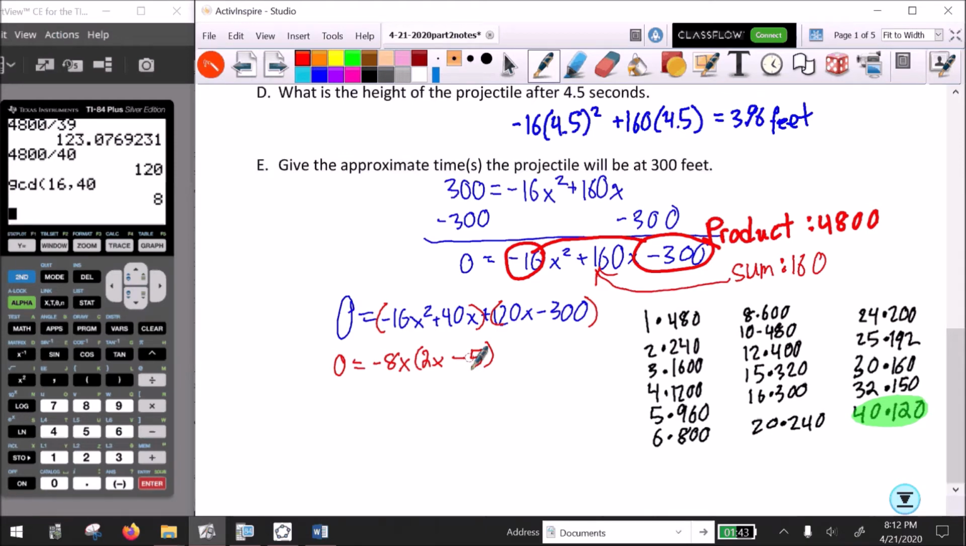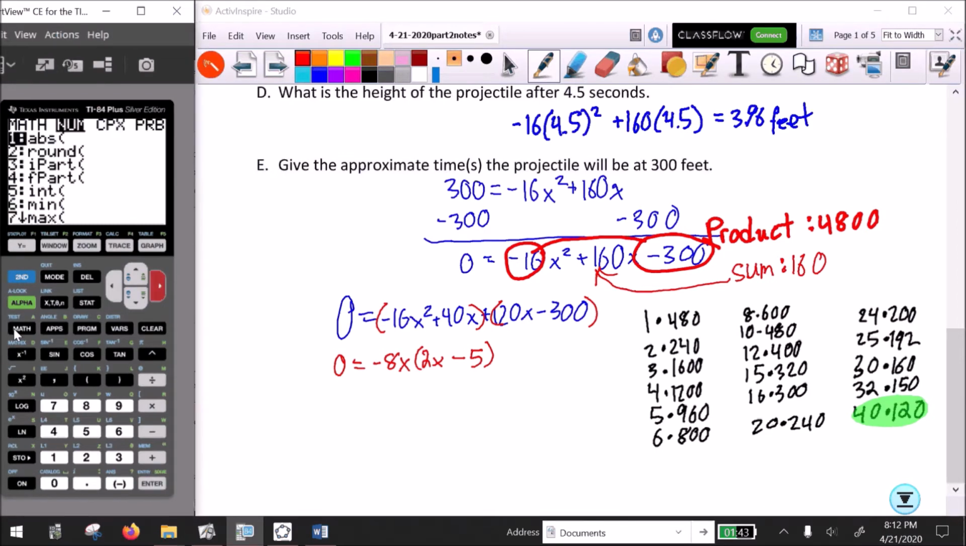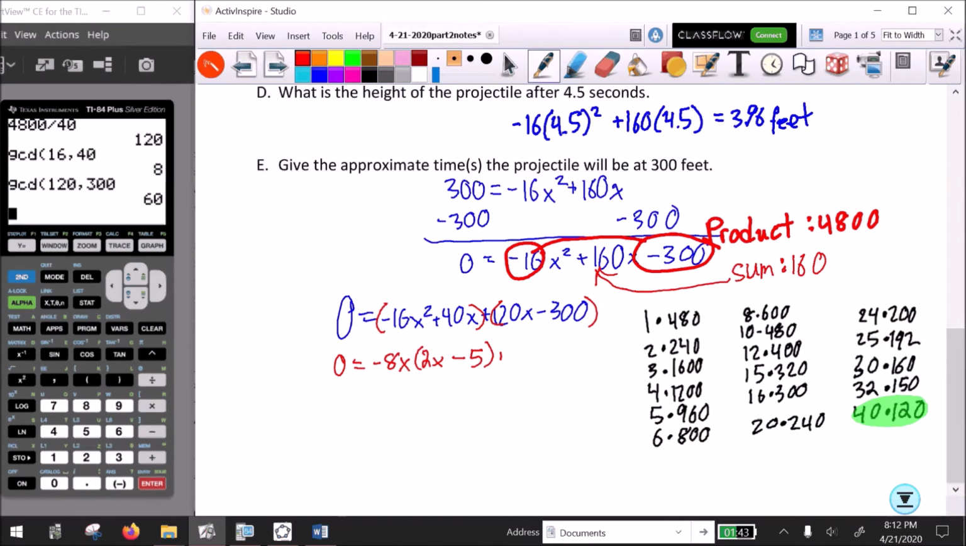Alright, let's look at our next two terms here, 120 and negative 300. I'm going to use the calculator again, math over 9, 120 and 300. The greatest common divisor is 60. And I'm going to factor out just a 60 because they don't both have an x. 60 goes into 120x, 2x times. 60 goes into negative 300, negative 5 times.